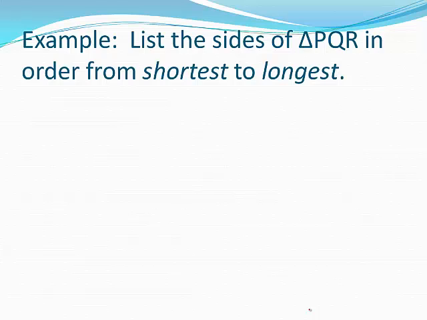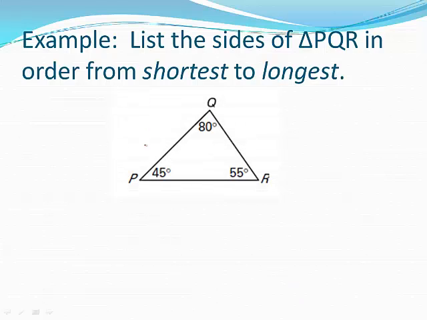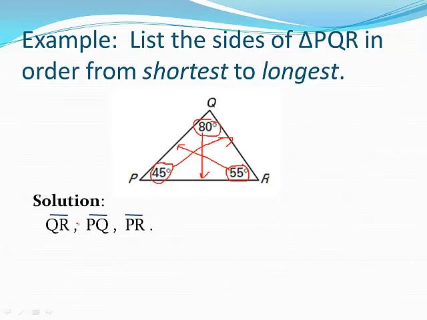Here's an example. List the sides of triangle PQR in order from shortest to longest. I see that this angle here is the smallest, so that has to be our smallest side. This angle here is in the middle, so that side has to be in the middle. And this angle here is the largest, which means this side is the largest. The list from shortest to longest is QR, PQ, and PR.